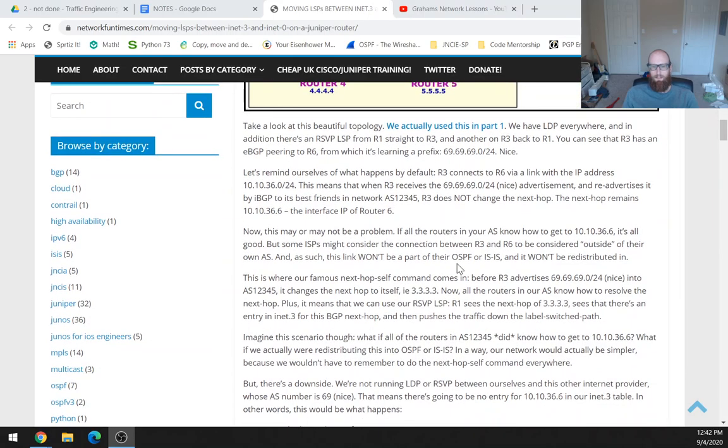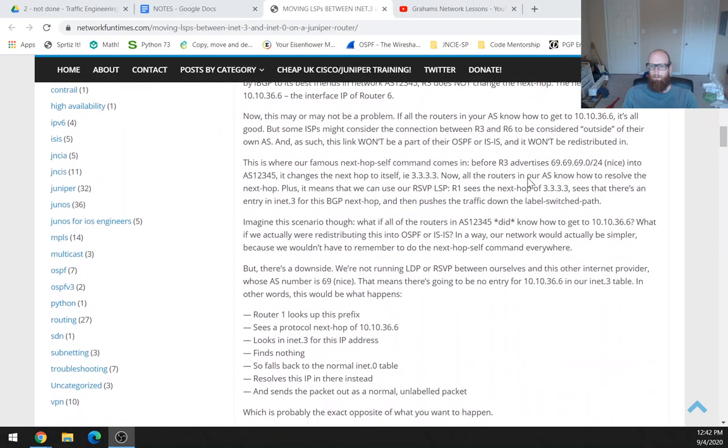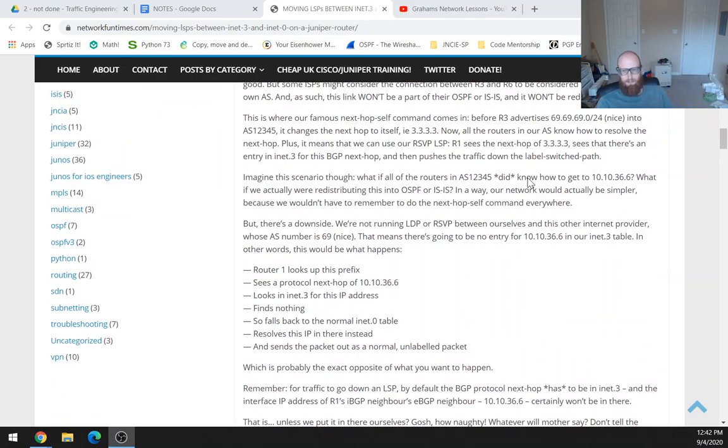This is where our famous next hop self command comes in. Before R3 advertises 69.69.69.0/24 into AS12345, it changes the next hop to itself, i.e. 3.3.3.3. Now all the routers in our AS know how to resolve the next hop. Plus, it means that we can use our RSVP LSP. R1 sees the next hop of 3.3.3.3 and sees that there's an entry in inet.3 for this BGP next hop, and then pushes the traffic down the label switch path.